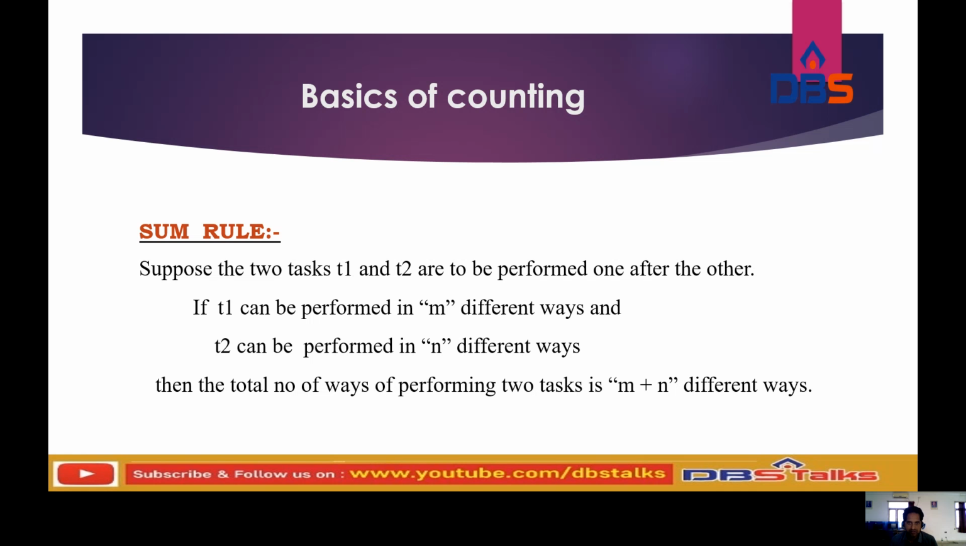So, the sum rule. Suppose the two tasks T1 and T2 are to be performed one after the other. If T1 can be performed in m different ways and T2 can be performed in n different ways, then the total number of ways of performing the two tasks is m plus n different ways. That is called the sum rule. So, if one task can be performed in m ways and the other task in n different ways, then we go for the sum rule, that is m plus n different ways.